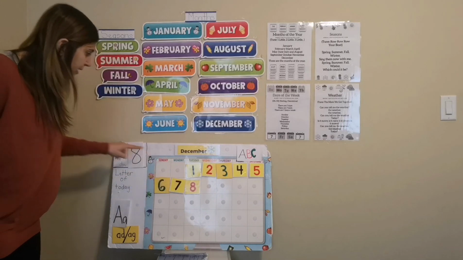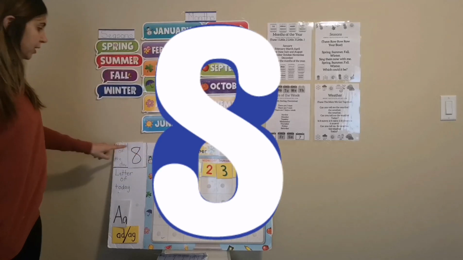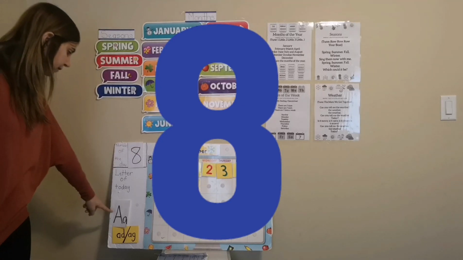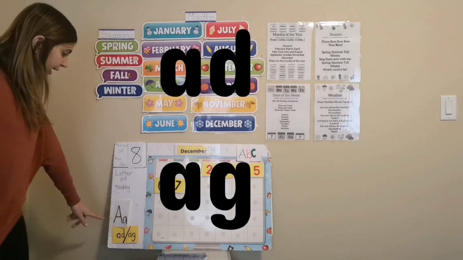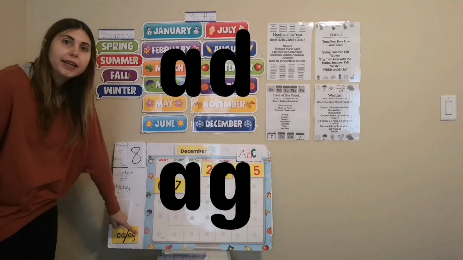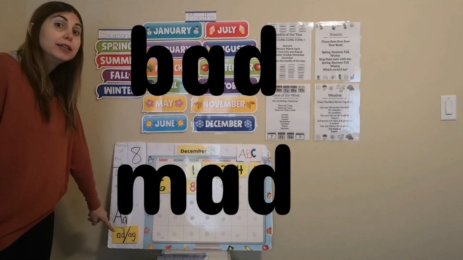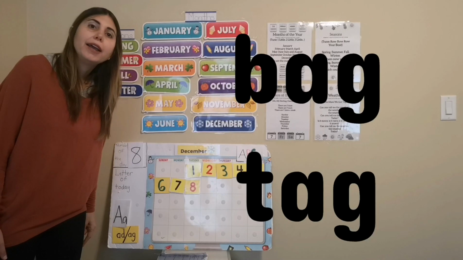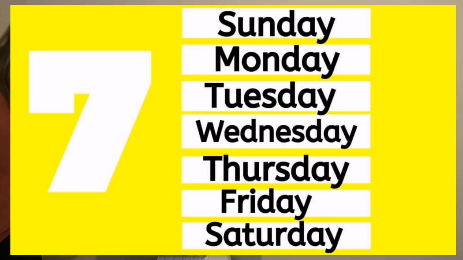So our number of today, we said, is 8. So an 8 is like an S, and then you connect the ends, right? That's how you make an 8. And our letter of today is A, and A says ah, ah, ah. And we're talking about add and ag words like bad, mad, had, and ag words like bag and tag. So those are the word families we're going to talk about today.